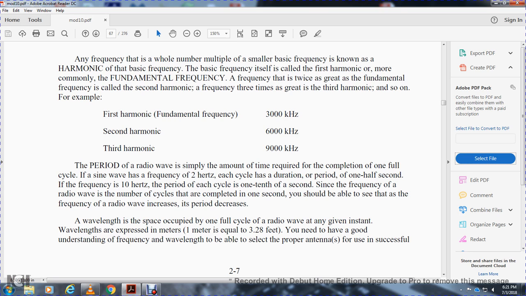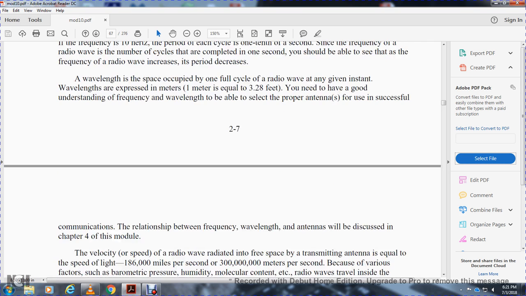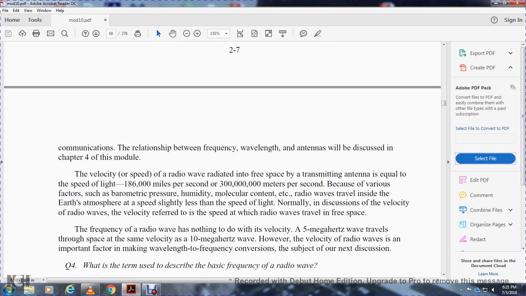The radio wave at any given instant has a length, expressed in meters. One meter is equal to 3.28 feet. You need a good understanding of frequency and wavelength to be able to select the proper antenna for successful communication. The relationship between frequency, wavelength, and antennas will be discussed in Chapter 4.